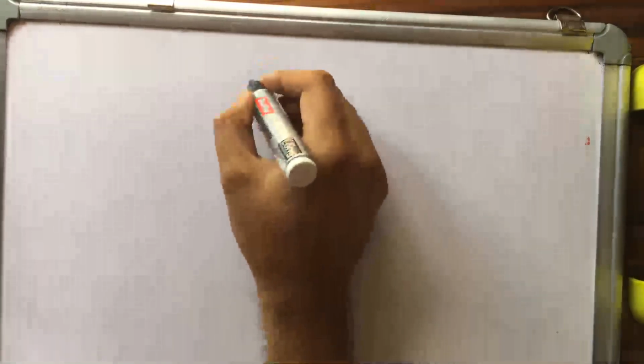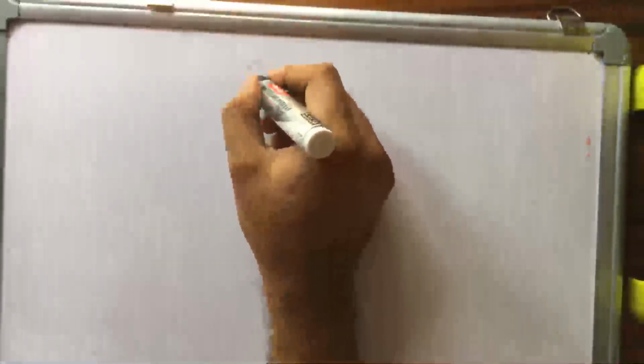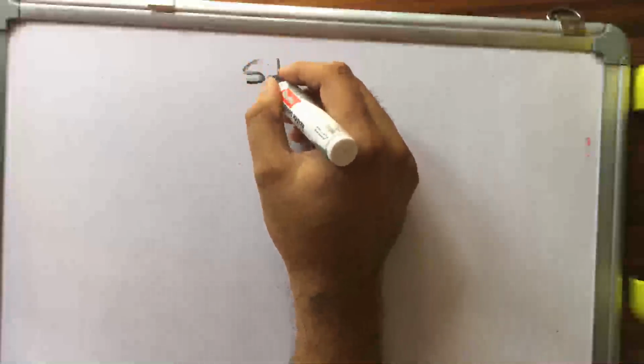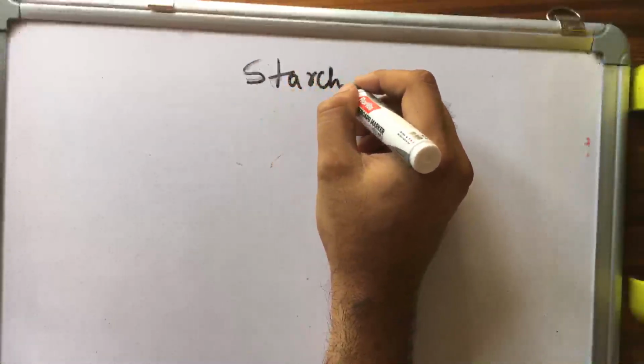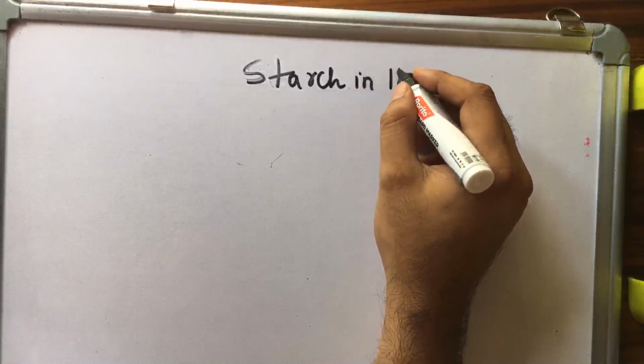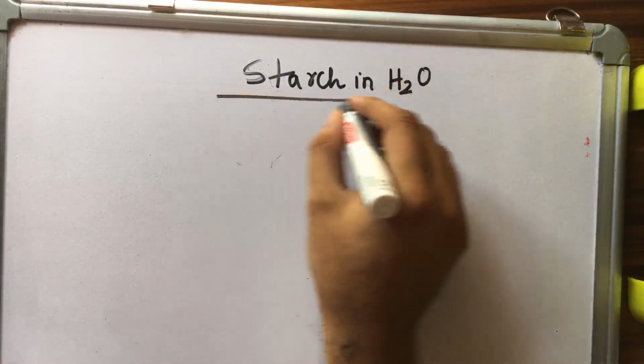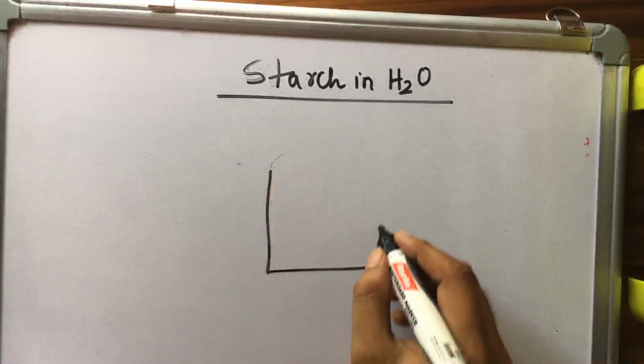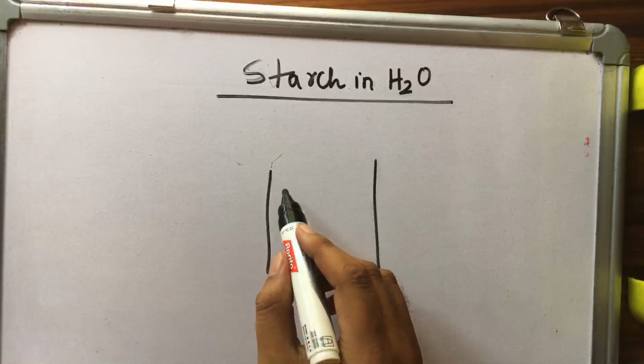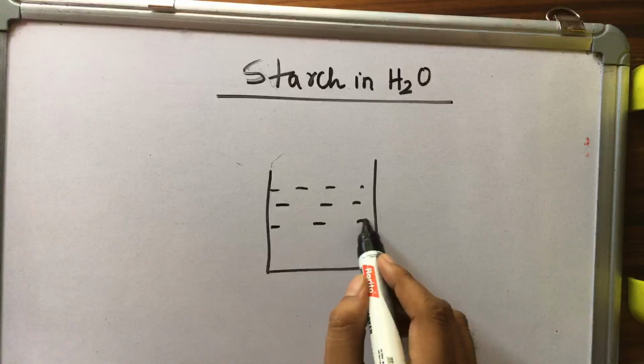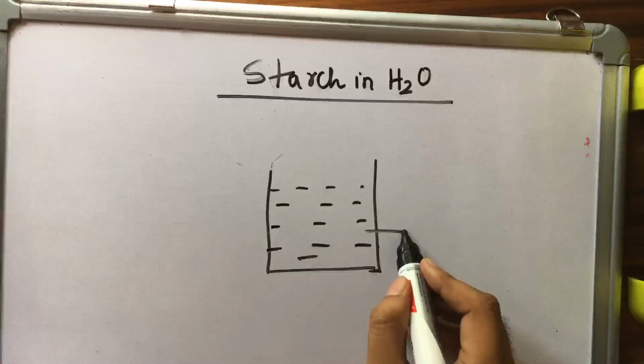Okay, students. Now, let me take the example of starch in water. Let me say that we have a beaker. We have here the starch solution. This is said to be starch solution.